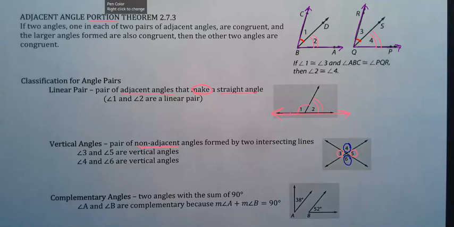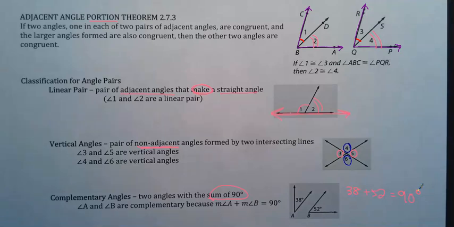Complementary angles are two angles that have a sum of 90 degrees. So 38 plus 52 equals 90 degrees. Those are complementary, just any two angles that have a sum of 90 degrees.